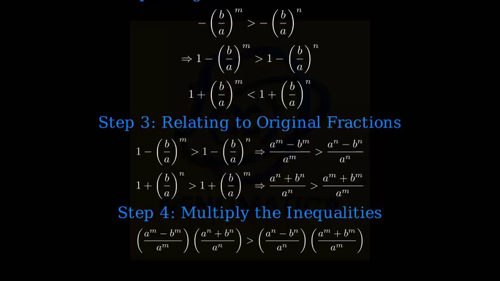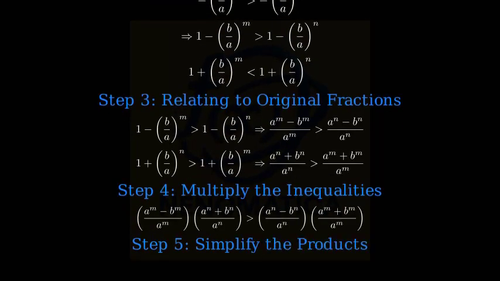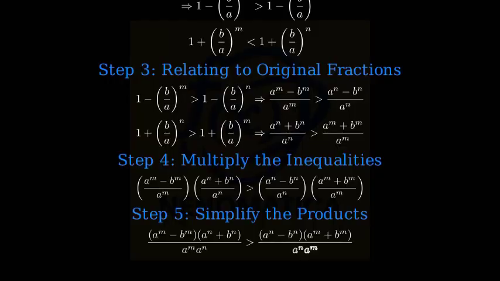For our fifth step, we'll simplify the products we just formed. After multiplying the fractions and simplifying the denominators, we get that the product of (a to the m minus b to the m) and (a to the n plus b to the n) over a to the m times a to the n is greater than the product of (a to the n minus b to the n) and (a to the m plus b to the m) over a to the n times a to the m.